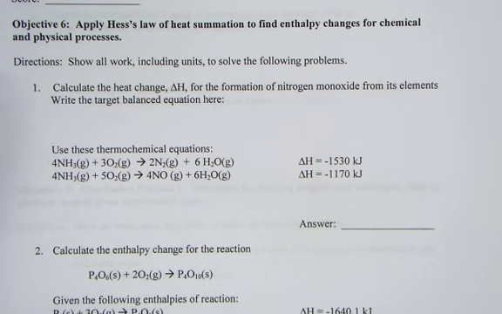Practice Test A, Objective 6, has us applying Hess's law of heats of summation to find enthalpy change for chemical and physical processes. Our first question says, calculate the heat change, that's delta H, for the formation of nitrogen monoxide from its elements. We are being asked to turn those words into a balanced equation, and that balanced equation then becomes our target equation.